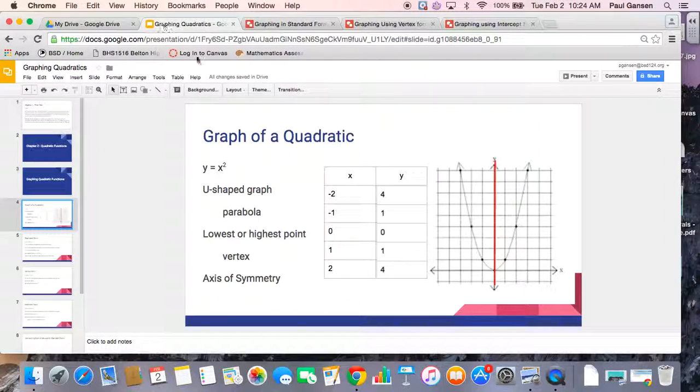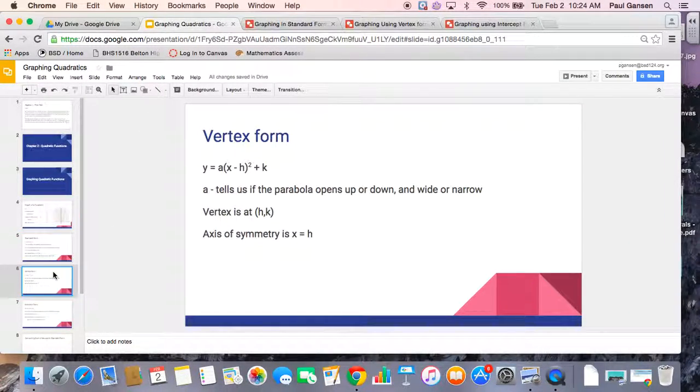Now, there are a couple of other forms that we're going to need to talk about today as well. The next form is called vertex form. It looks like this: y equals a times x minus h squared plus k. Again, the a works exactly the way that it did before. It tells us if the parabola opens up or down, or if it's wide or narrow. And the special thing about vertex form is that we find our vertex at the coordinate h, k, and our axis of symmetry is found at x equals h. Remember, our vertex is always on our axis of symmetry.